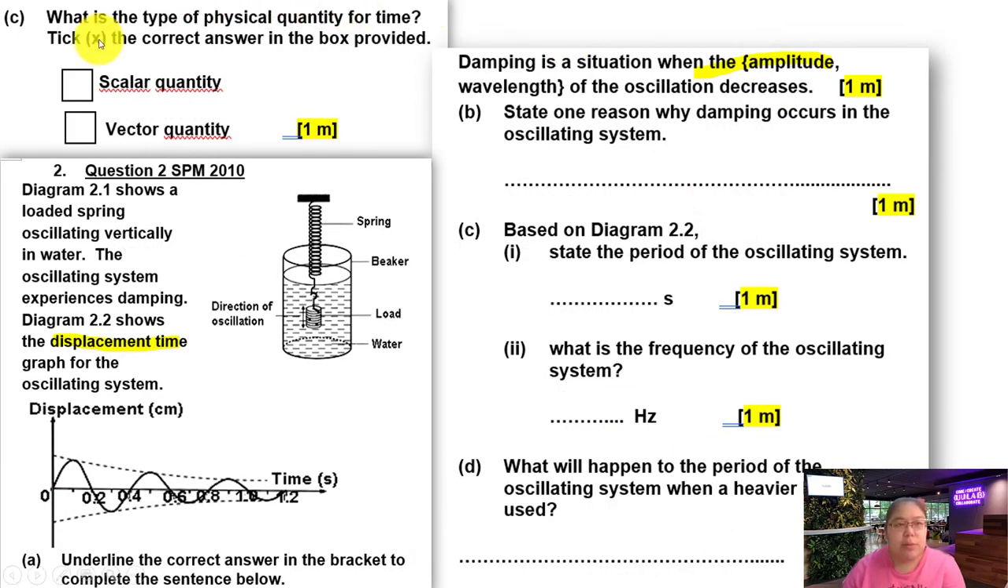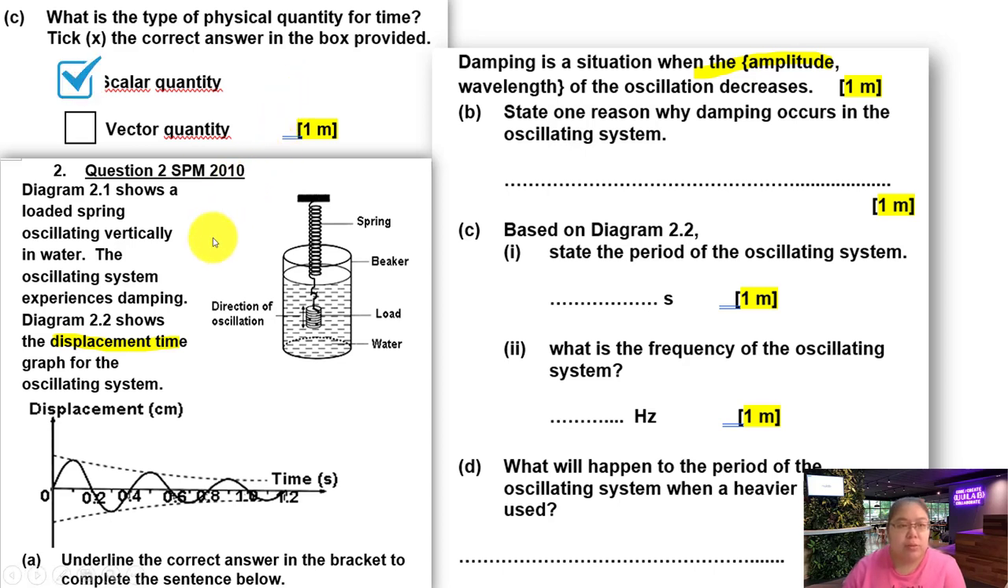Okay, then we're going to see question C. You need to tick the correct answer in the box provided. What is the type of physical quantity for time? So the physical quantity for time should be a scalar quantity, because it doesn't have any direction.